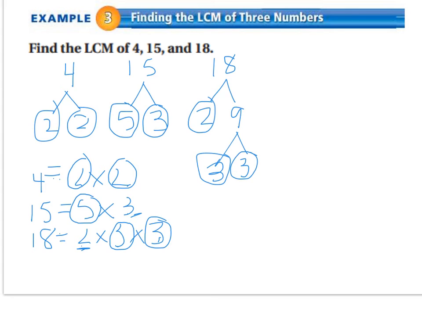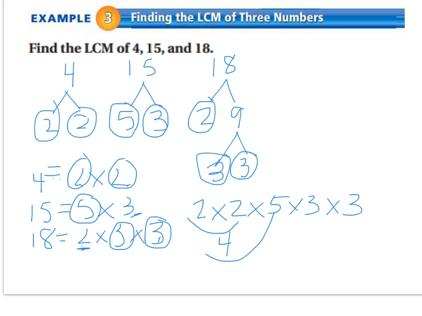Now I need to multiply, find the product of those circled numbers. So I have 2 times 2 times 5 times 3 times 3. And when I find the product of those 5 numbers, I will find the least common multiple of 4, 15, and 18. 2 times 2 is 4, and 4 times 5 is 20, and 20 times 3 is 60, and 60 times 3 is 180. The least common multiple of 4, 15, and 18 is 180.